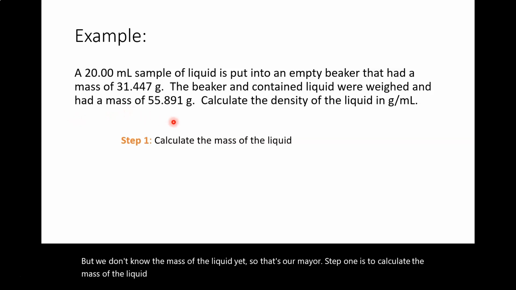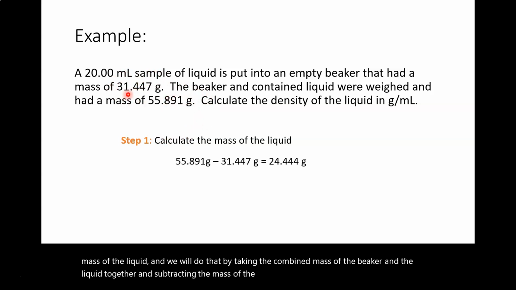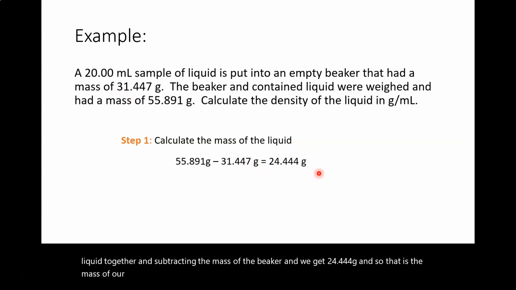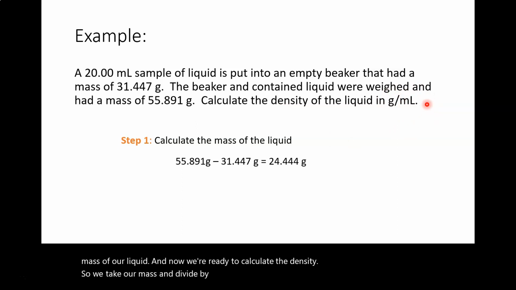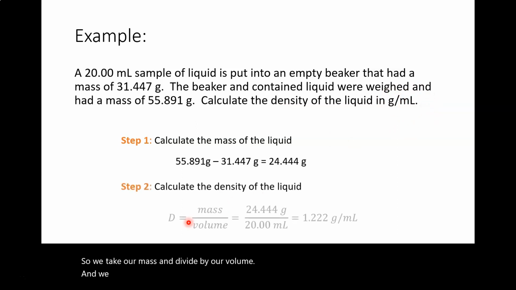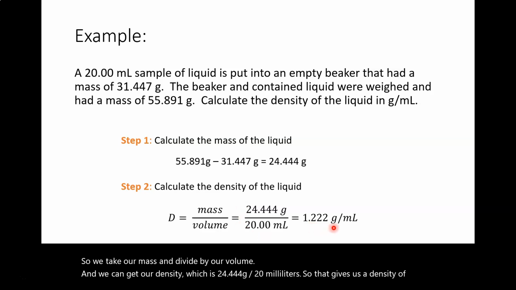So that's our step one, is to calculate the mass of the liquid. We will do that by taking the combined mass of the beaker and the liquid together and subtracting the mass of the beaker. And we get 24.444 grams. That is the mass of our liquid. Now we're ready to calculate the density. So we take our mass and divide by our volume: 24.444 grams divided by 20 milliliters. That gives us a density of 1.222 grams per milliliter.